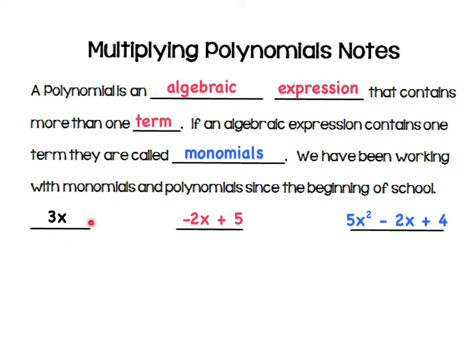Notice this first example, 3x, is a monomial. It is one term. Negative 2x plus 5 is called a binomial because it's two terms. This next one, 5x squared minus 2x plus 4, is called a trinomial because it has 1, 2, 3 terms. Notice these are classified as polynomials because they're more than one term.